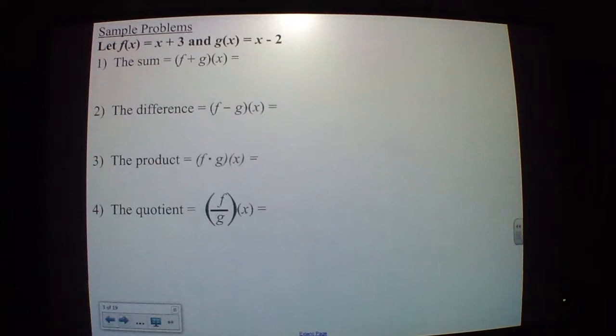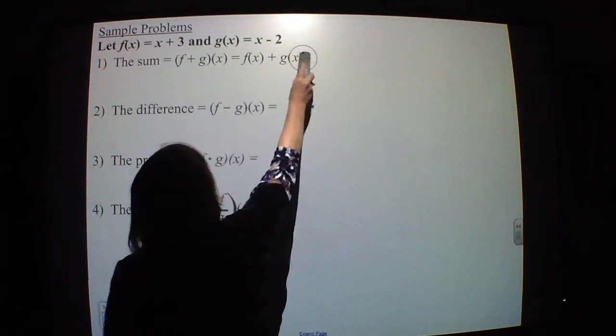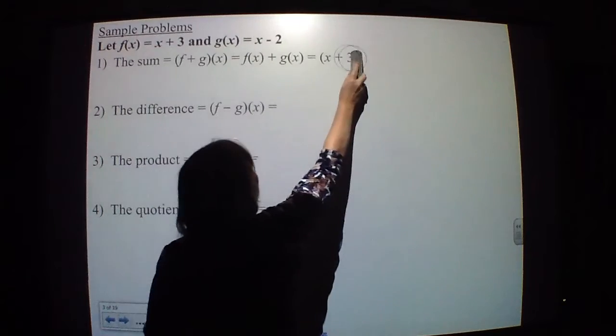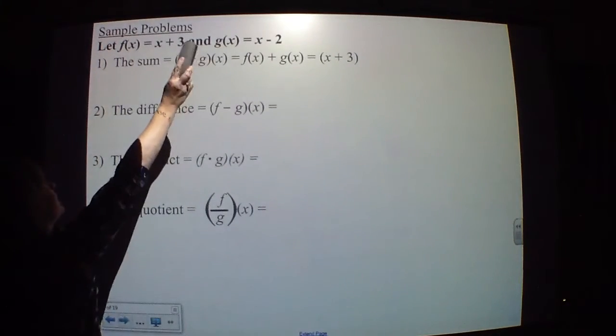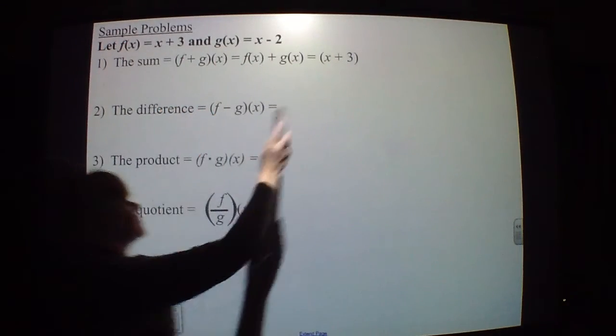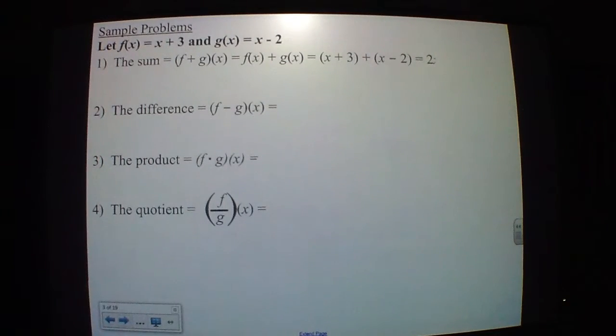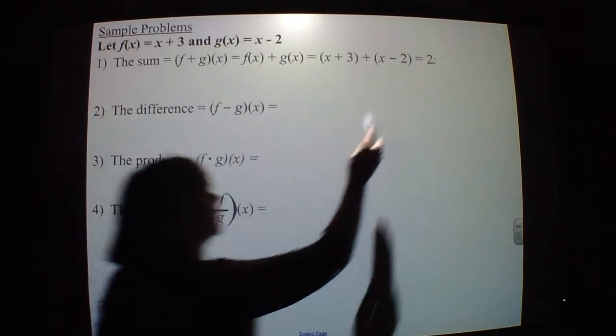So let f of x be x plus 3 and g of x, x minus 2. The sum of f plus g of x is equal to f of x plus g of x. F of x is x plus 3. G of x is x minus 2. And now all you're doing is combining your like terms. X plus x is 2x. 3 minus 2 is 1.